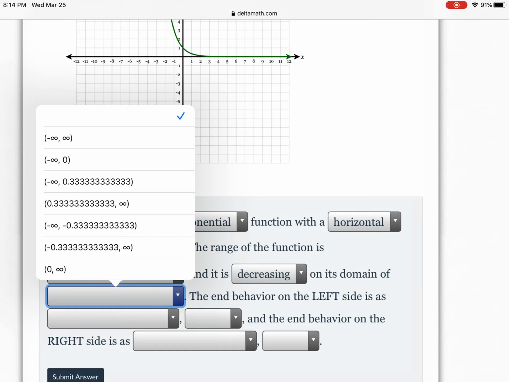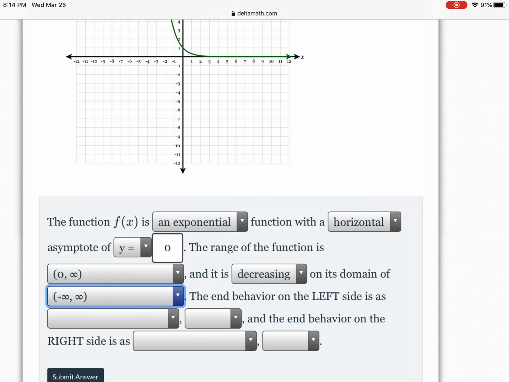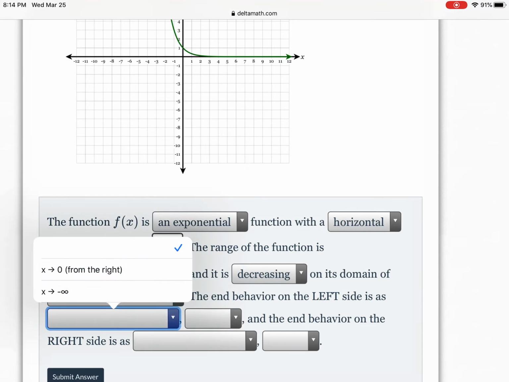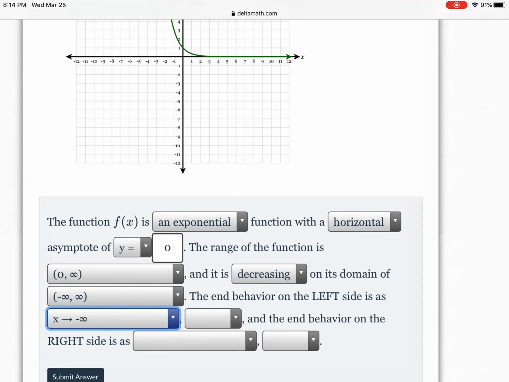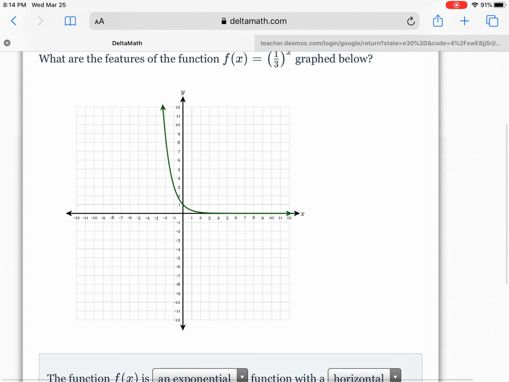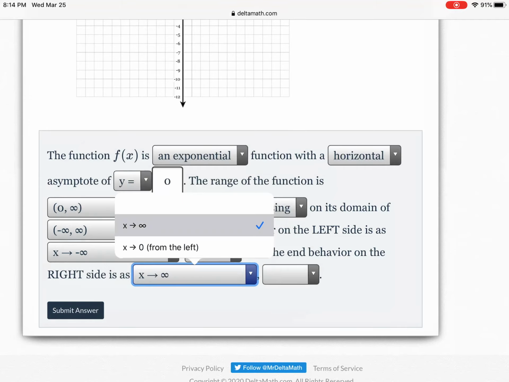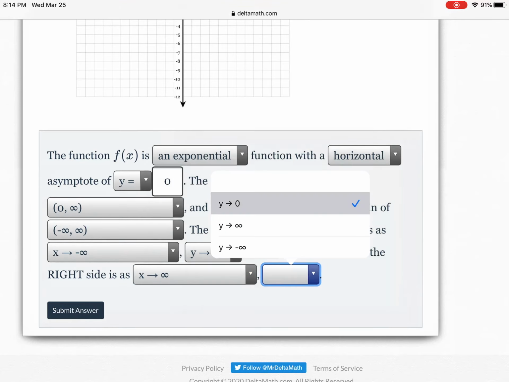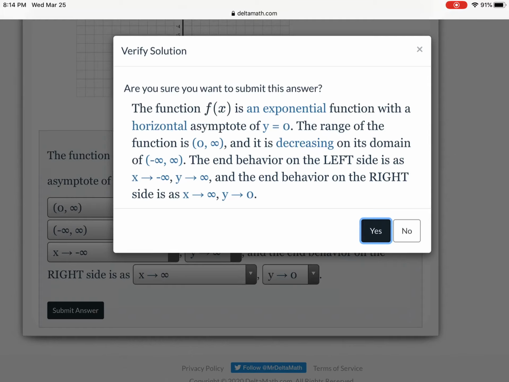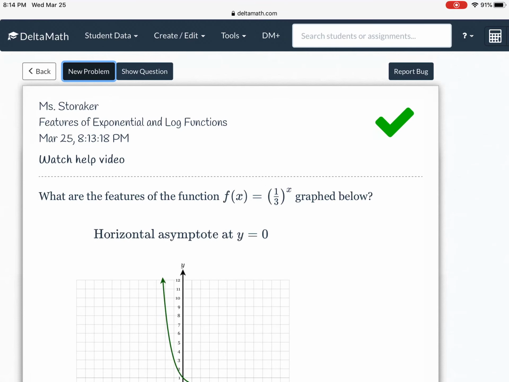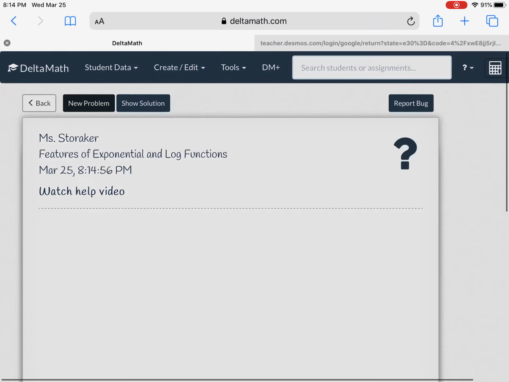It goes from negative infinity to positive infinity. The end behavior on the left is x approaches negative infinity, y approaches infinity. So on the left, it goes all the way left to negative infinity. It goes all the way up to infinity. On the right, x approaches infinity as y approaches 0. Submit that answer. It's good. New problem.